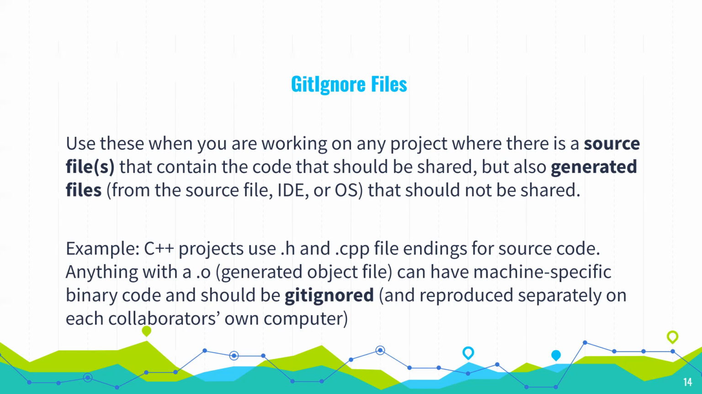So you would git ignore files from VS Code that are generated. Also, in cases like C++, there are files that are generated based off of source code, like a .o file. Those are machine-specific binary code and are completely useless on other people's machines. So you don't want those to be in your repository. You would git ignore all .o files.